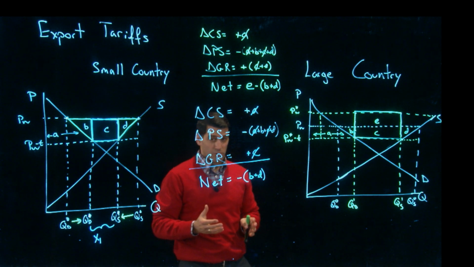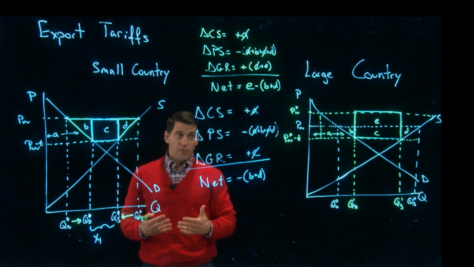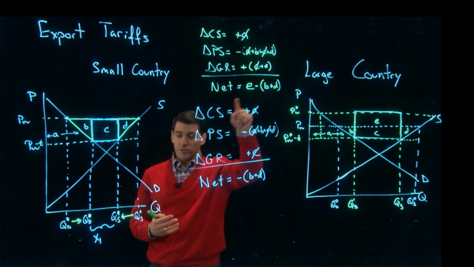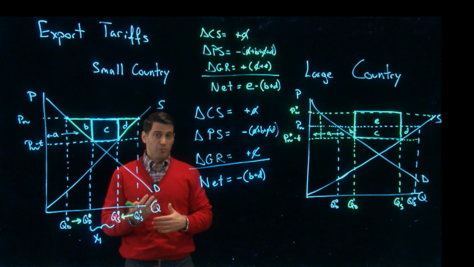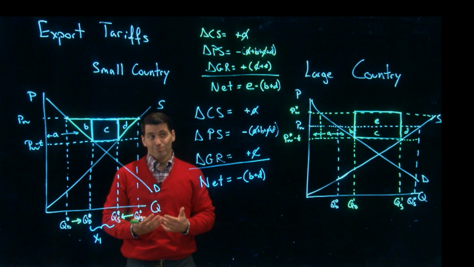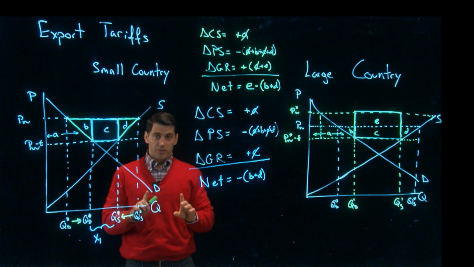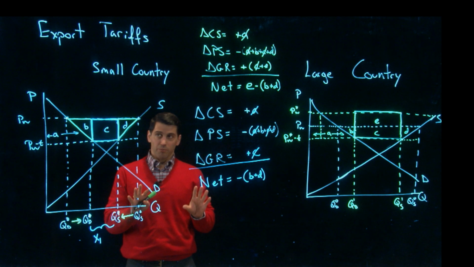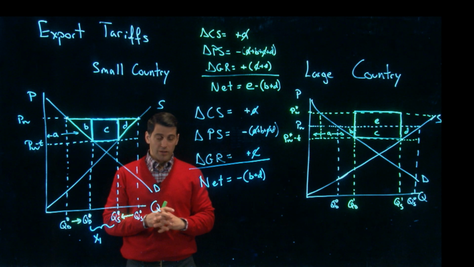But just as we had with our import tariffs for a large country, you need to remember that this terms of trade gain is a terms of trade loss for our trading partners. It's another one of those beggar thy neighbor policies. And so you have to think about what the likely response is going to be from our trade partners. So that concludes the analysis of these different kinds of production subsidies and tariffs using supply and demand.